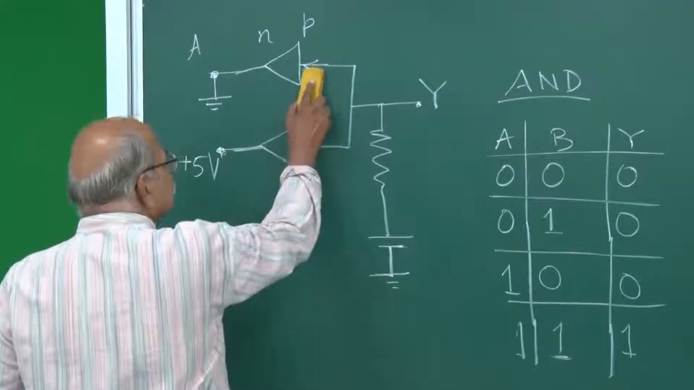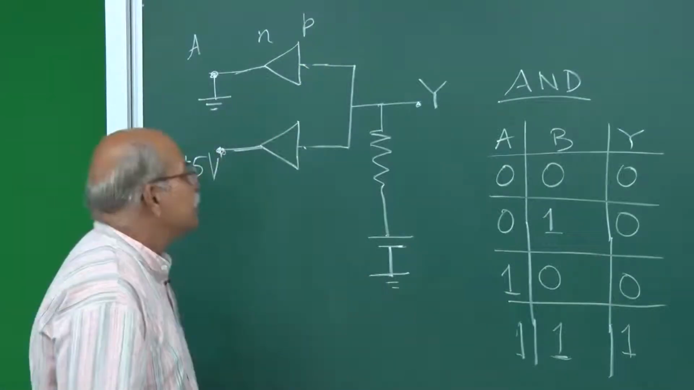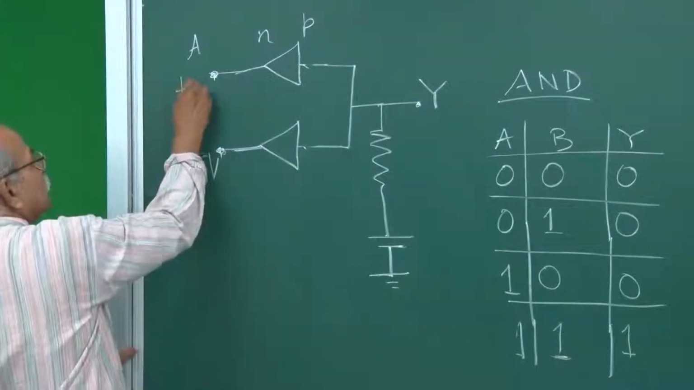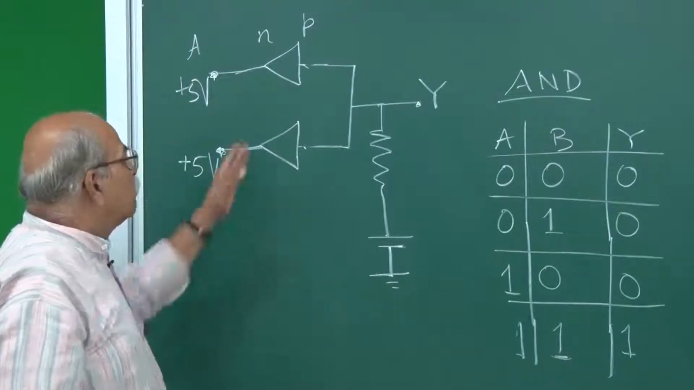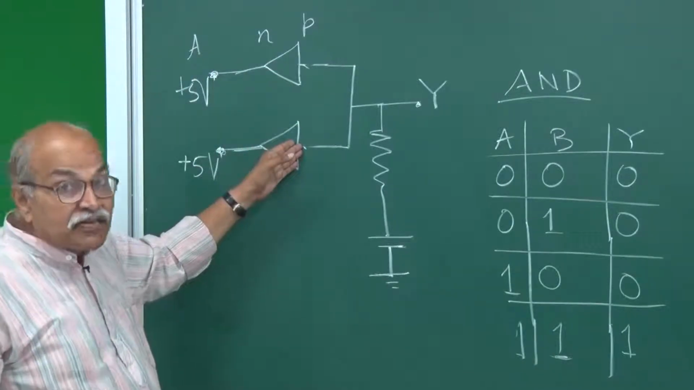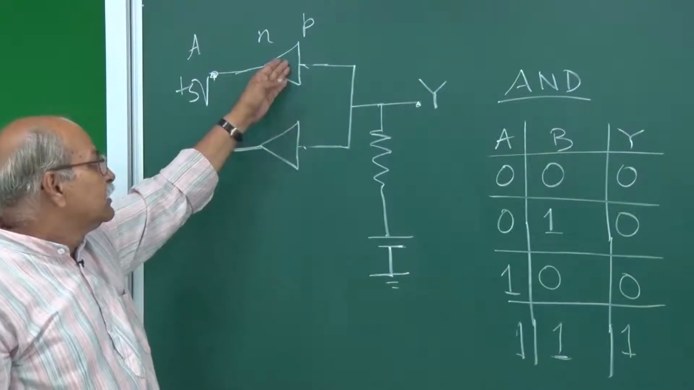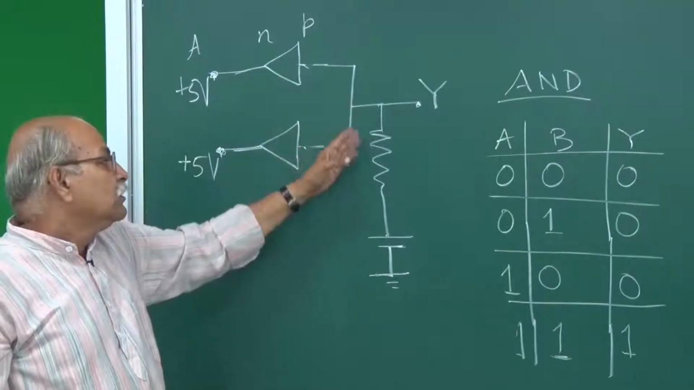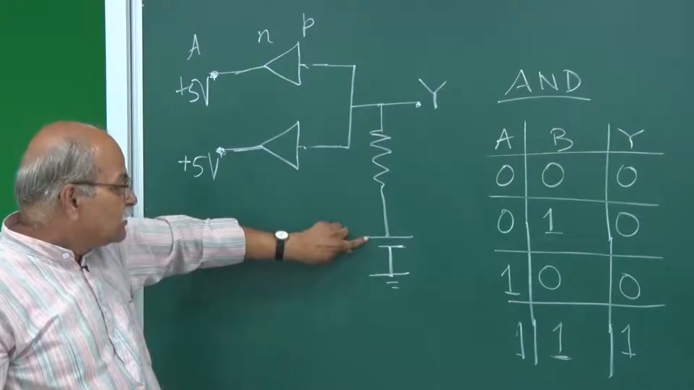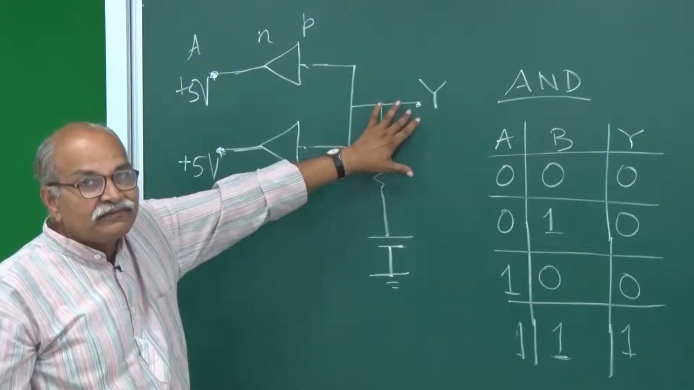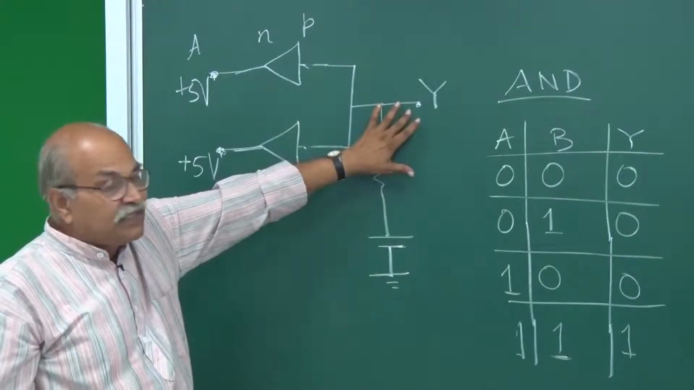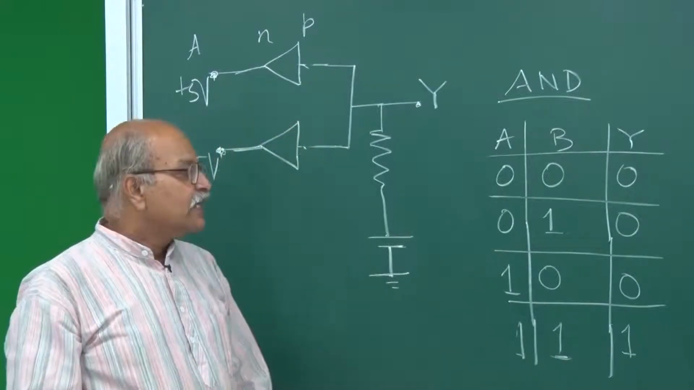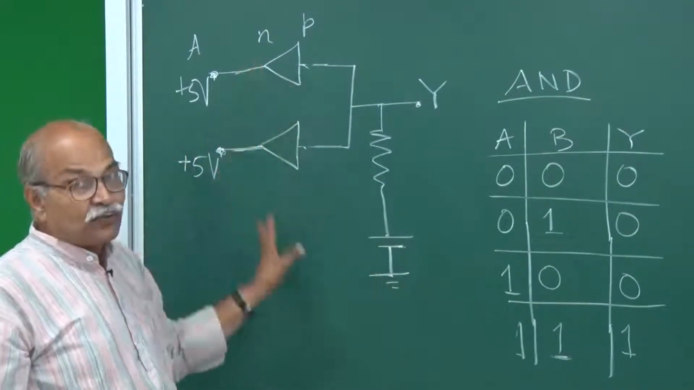What happens if A is 1 and B is 1? So I am giving 5 volt to A and 5 volt to B. Now both the diodes are reverse biased, no current going from here, no current going from here, and therefore no current going from here, Kirchhoff's junction rule. So whatever is this voltage, that same will be this voltage, and therefore this will be high, and hence you have 1, 1 and 1. So this is how this AND can be implemented using diodes.